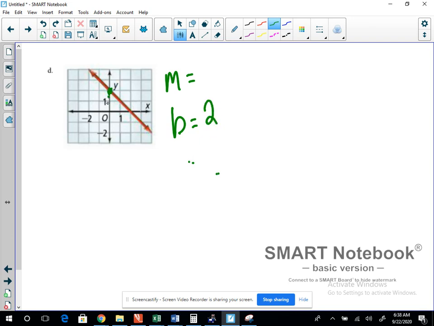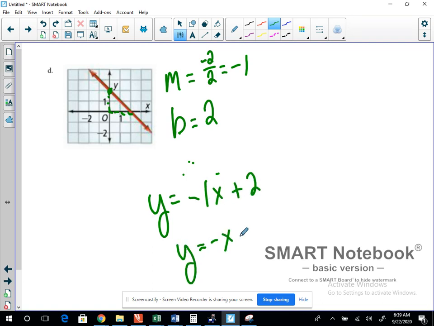These two. We go down 2, right 2. Y equals negative 1x plus 2. Usually we don't write negative 1x, we write negative x plus 2. All right, hopefully we're learning how to write in slope-intercept form.